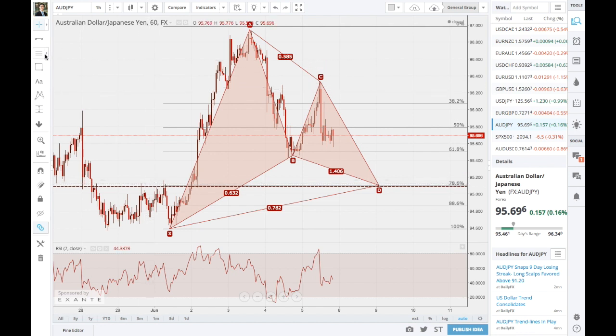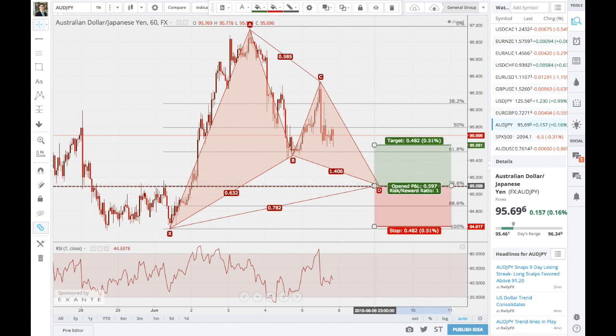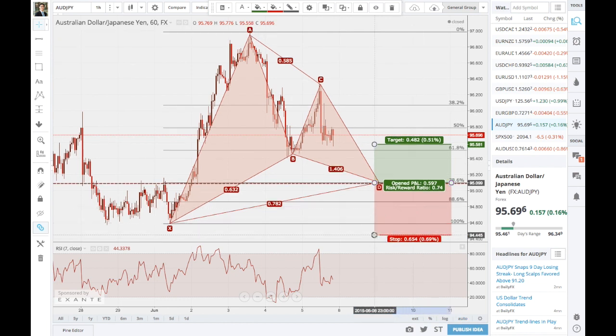So if you're interested in taking this trade, let me pull out my tool. You'll be entering it here, around the 95.1 level, and your stop has to go below your X. So if your X is at 94.60, I will put a 15 to 25 pips buffer. So let's say if you take 15, that will be 94.45.